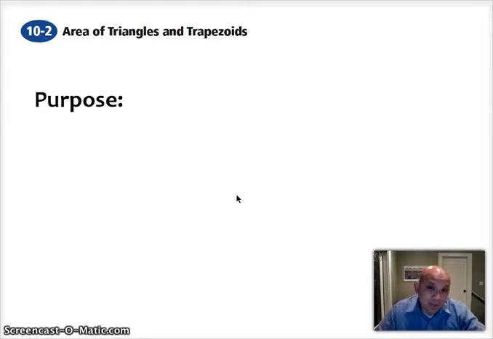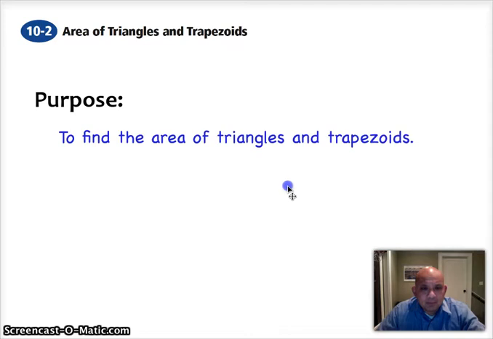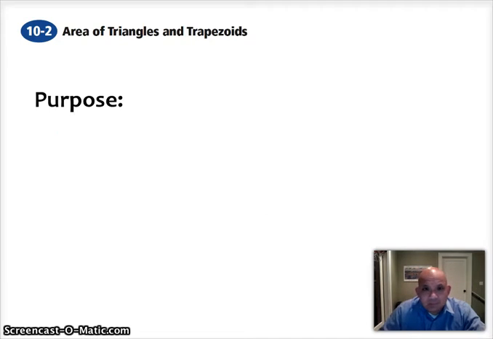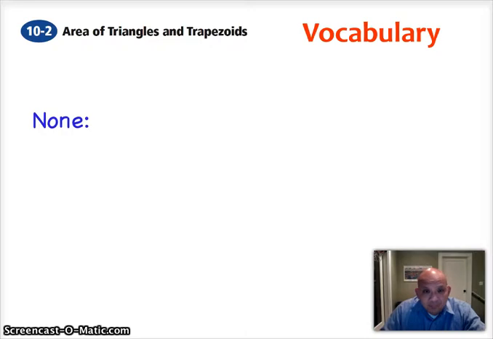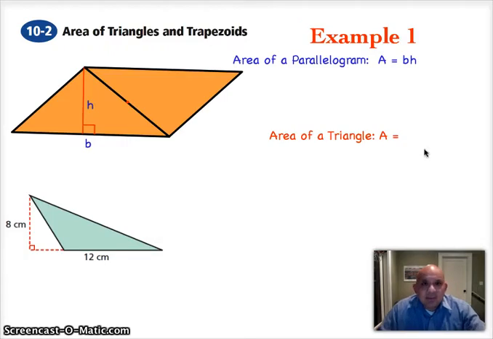It's on area of triangles and trapezoids. Let's go ahead and record the purpose. Today's purpose is to find the area of triangles and trapezoids. I think you may be excited to know that for today as well, there are no new vocabulary terms. Surprise. Let's go ahead then and go to our first example.